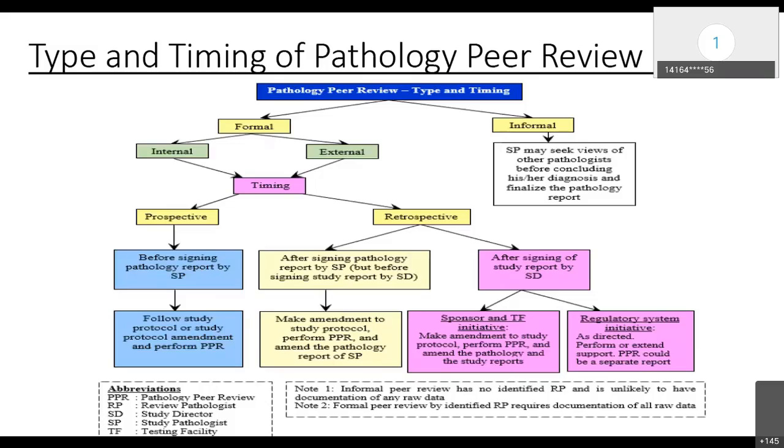So this is, in a single diagram, how the entire peer review process goes. It describes it very clearly, and there are a number of publications available on pathology peer review. I can even share them later if somebody is specifically interested in any part of the peer review. Can you go to the next slide, please?